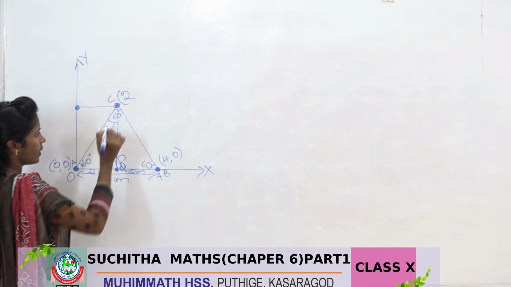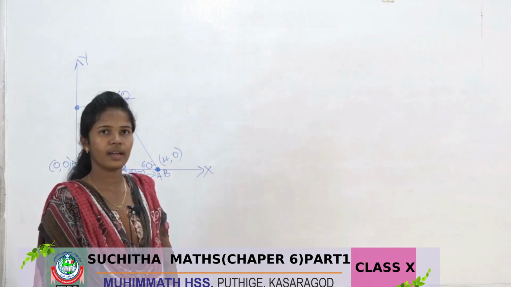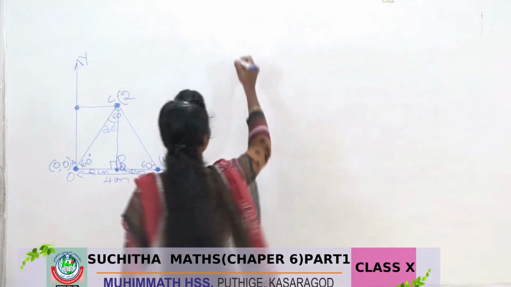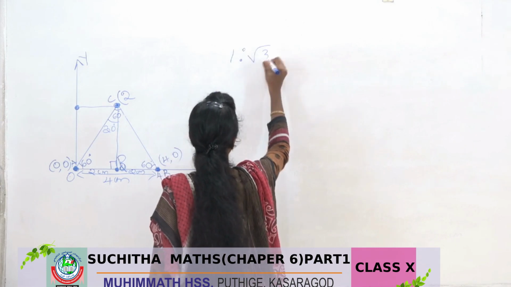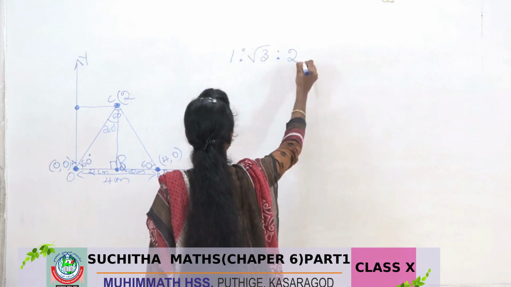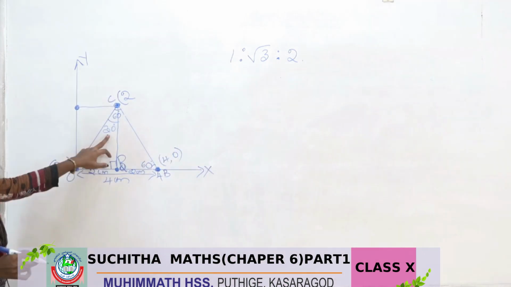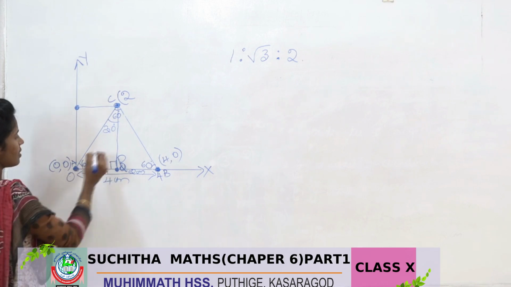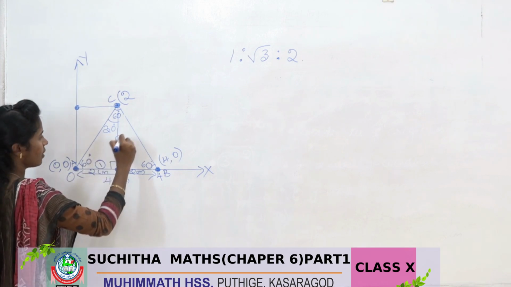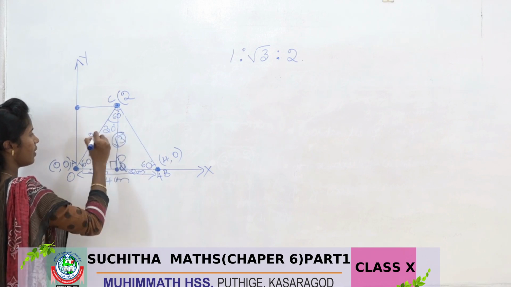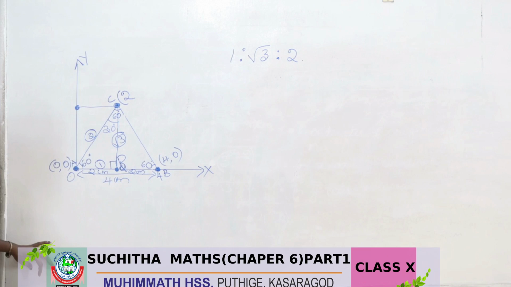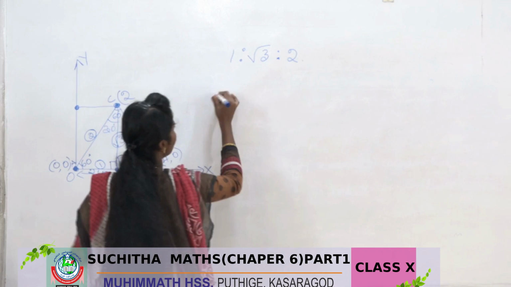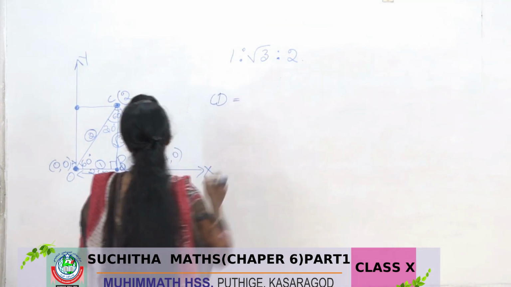If the angles of a triangle are 30, 60 and 90 degrees, then their sides are in the ratio 1:√3:2. That is, the opposite side of 30 is 1. Opposite side of 60 degrees is root 3. Then opposite side of 90 degrees is 2. We have to calculate the length of CD. CD equal to ratio of CD. What is the ratio?